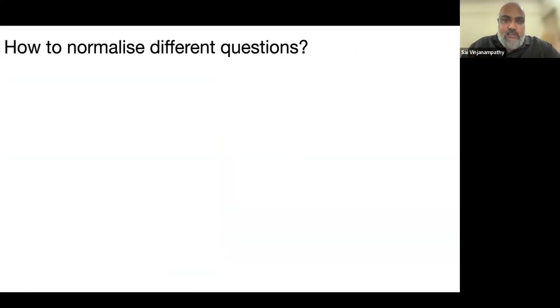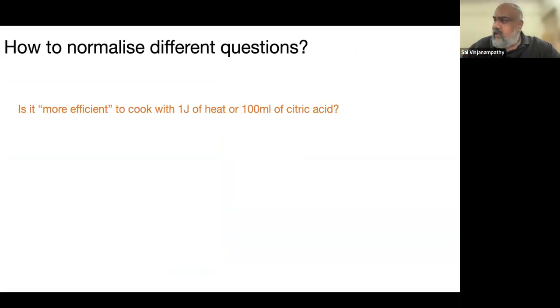this brings us right to the question, which is how to normalize different questions, right? So what does this sentence mean? Again, I give you an example. Is it more efficient to cook with 1 joule of heat or with 100 milliliters of citric acid, right? I can ask this question. And you can see I've put the words "more efficient" in quotation marks, because the entire story is the question of answering this question, more efficient, right?